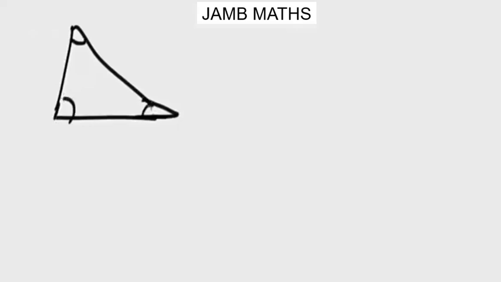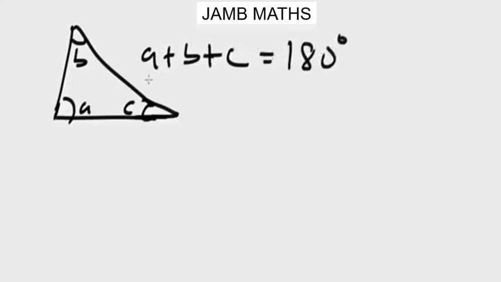We're going to begin with 5 simple rules for geometry. The first rule is angles in a triangle. When you have a shape like this, here we have an angle, and also we have an angle. Let's call them angle A, angle B, angle C. Angles in a triangle add up to 180 degrees. So angle A plus angle B plus angle C will equate to 180 degrees. That's the first simple rule.